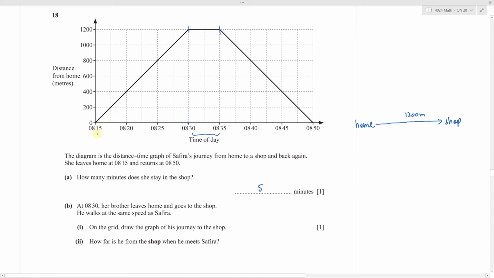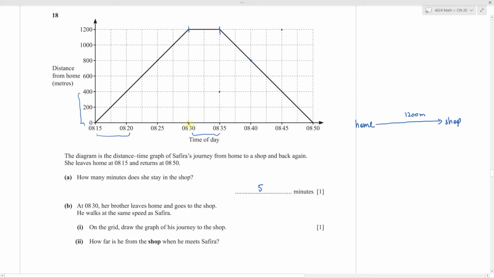So every 5 minutes, her brother will also cover a distance of 400 meters. In 5 minutes, 400, and the next 5 minutes, it goes from 400 to 800. If he starts from here, he will be at 400 meters after 5 minutes, another 400 meters after another 5 minutes, and then another 400 meters after 5 more minutes here. So these points represent the straight line.